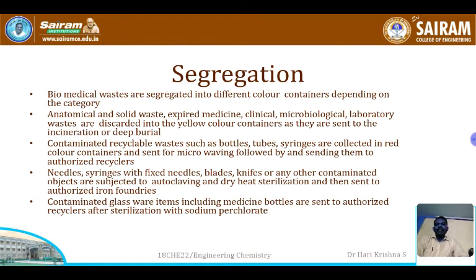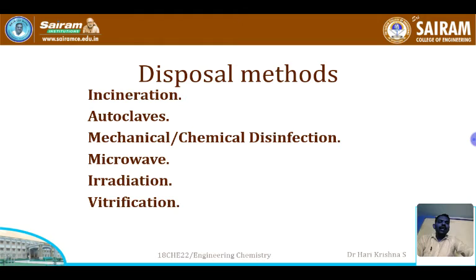Needles, syringes, fixed needles, blades, knives and other contaminated objects are subject to autoclaving, that is heat treatment. Autoclaving is nothing but heat sterilization. Then they are sent to iron foundries. So you have different ways. First it is segregated, then it is treated by different methods. Now let us see what the different disposal methods are.